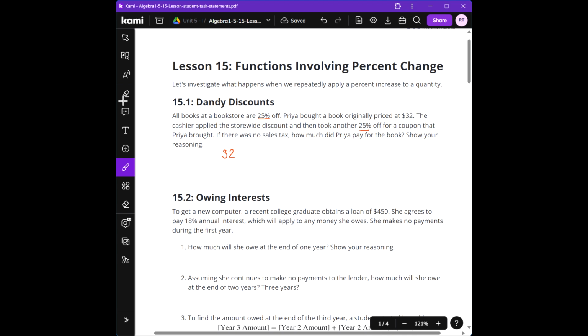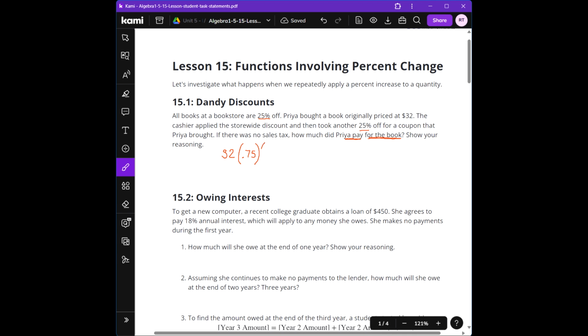If there was no sales tax, how much did Priya pay for the book? How much did she pay? Okay, so the 25% off tells us how much was removed from the $32. It doesn't tell us how much she paid. So what we're going to do is multiply it by 0.75. That's how much is going to be paid for the book.